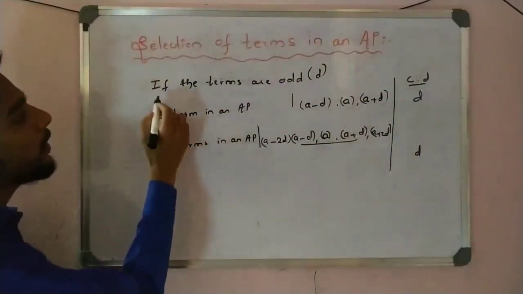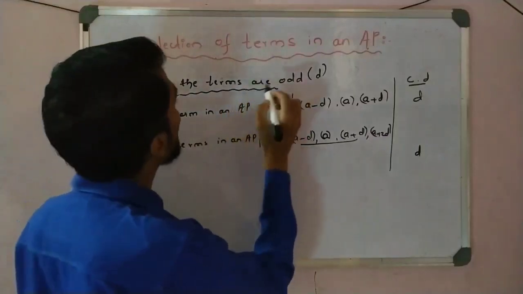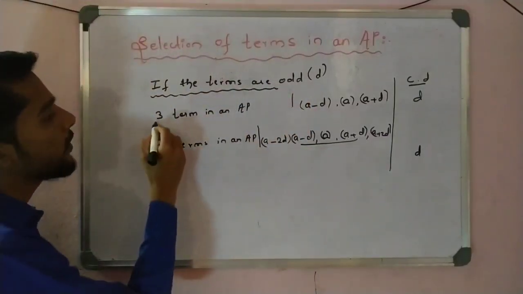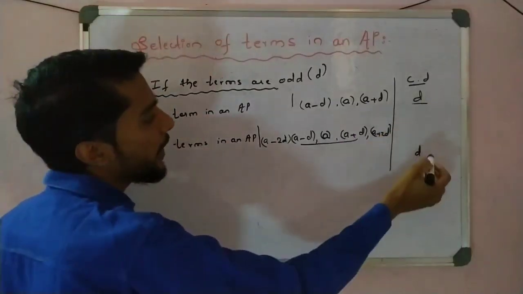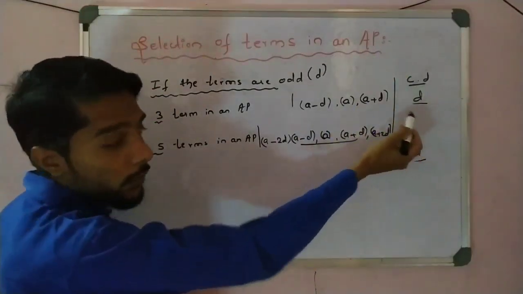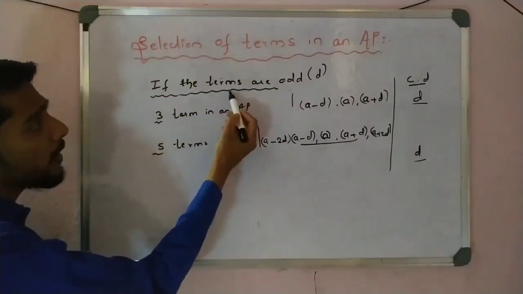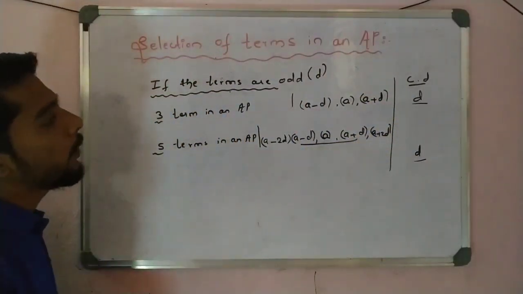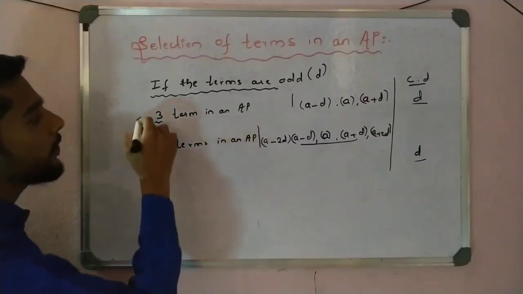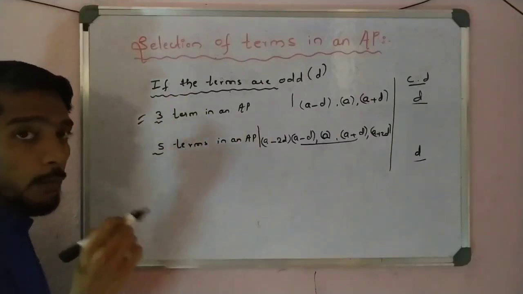Okay, please write down this one. If the number of terms is odd, that is 3 terms or 5 terms, then we take the common difference as d. In the odd case, we take the difference as d, simple. Okay, that is one trick. Most of the time they use this one, almost all the types.